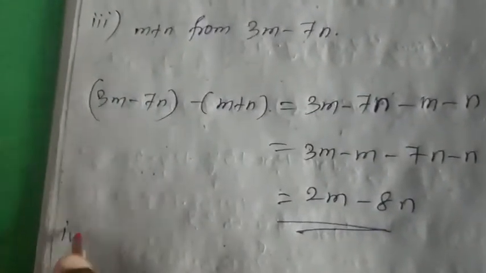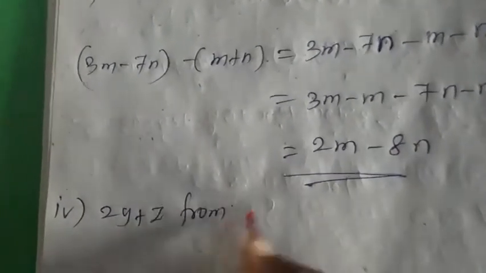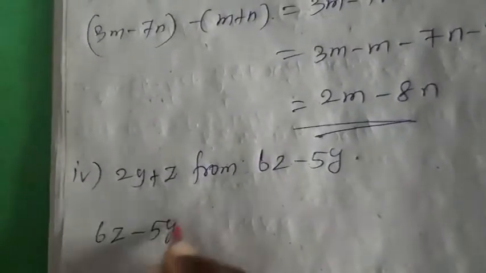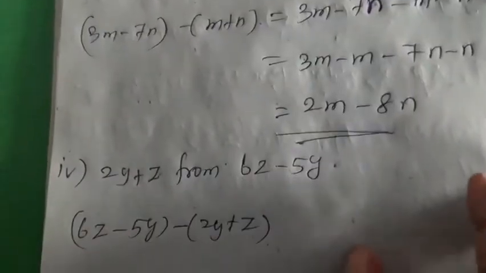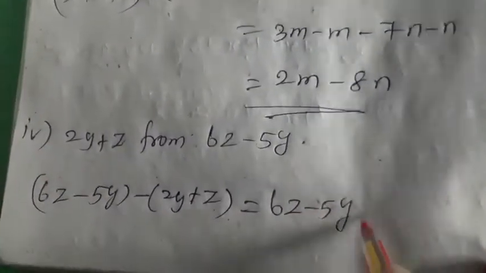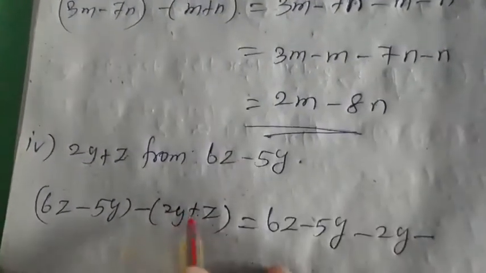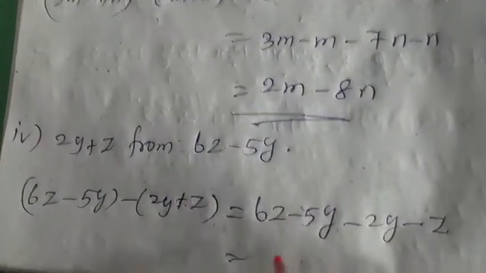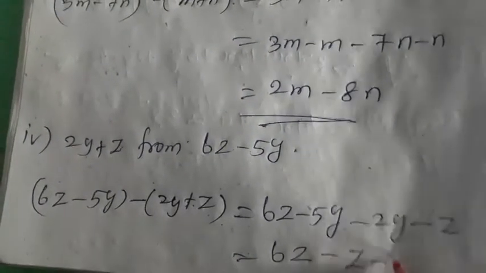Next, fourth one. What is that? 2y plus z from 6z minus 5y. I want to subtract. Then take 6z minus 5y minus 2y plus z. Take, write 6z minus 5y, minus common take inside: minus 2y, minus into plus is minus, next minus into plus is minus z. So now take the like terms: 6z minus z. Next minus 5y minus 2y.